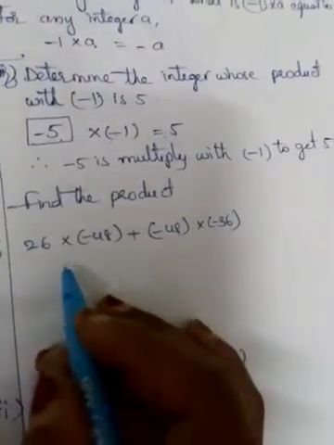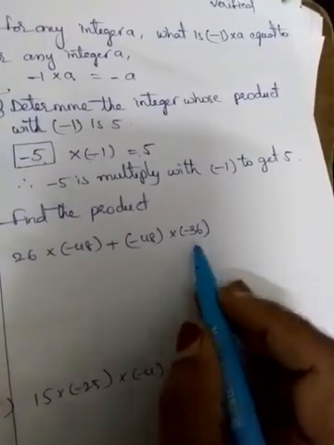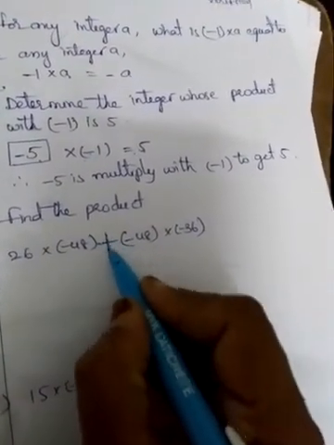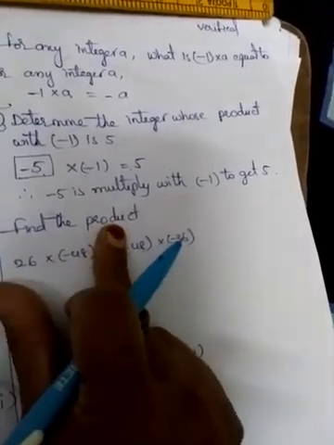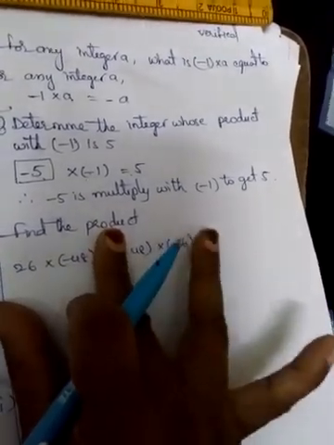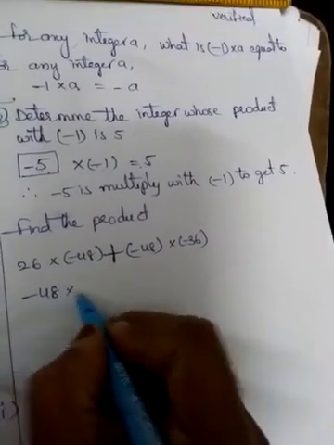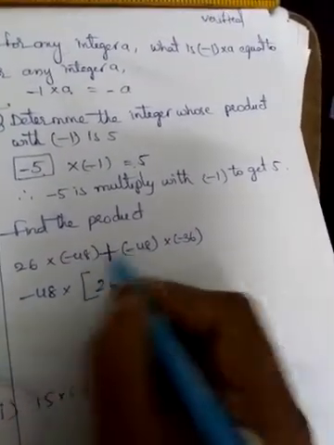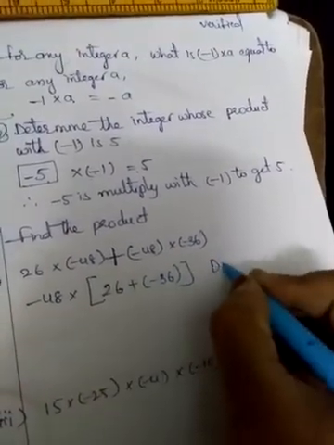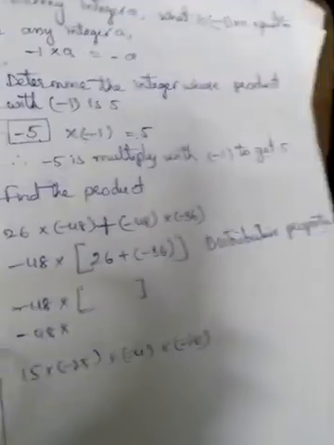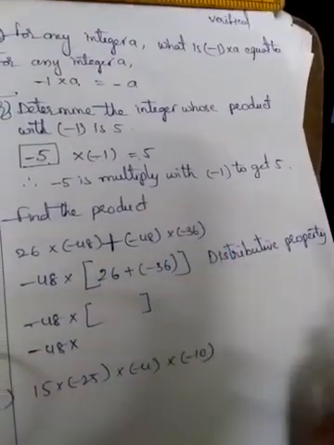Okay. 26 into minus 48 plus minus 48 into minus 36. Here plus is there. Plus is there means how many parts dividing? Multiplication means whole number 1 only. This side also whole number 1 only. So in that both common, minus 48 common is there. Common outside taking 26 in this side, minus 36 is there. This is distributive property. In the distributive property, A into B plus A into C is equals to A into B plus C.